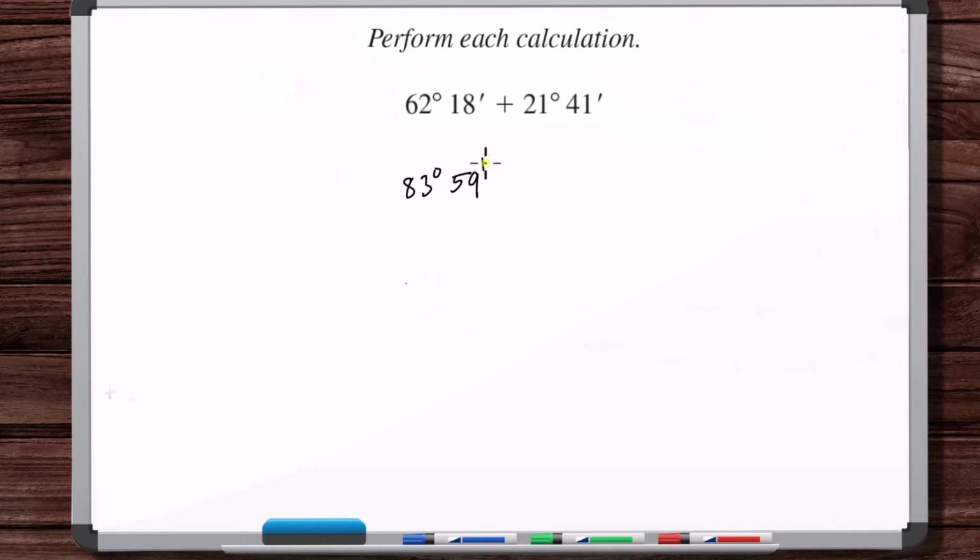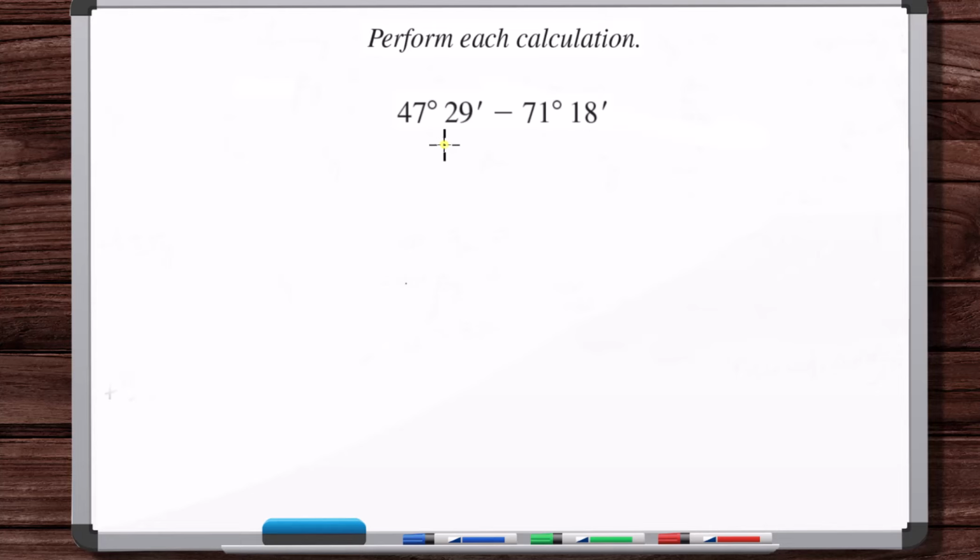Okay, but we don't need to actually do that here because we've got 59 minutes. We didn't get to 60 minutes. So we're still in a fraction of a degree here. So this is it. It's like if you added 3 days, 5 hours plus 8 days, 7 hours. Well, then you're going to get some amount of days and something below 24 hours. And so you're done. Okay, here it's just the same idea.